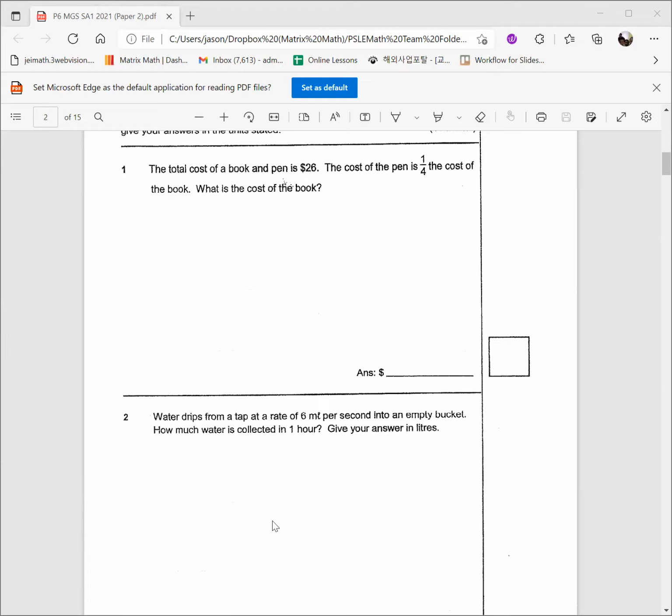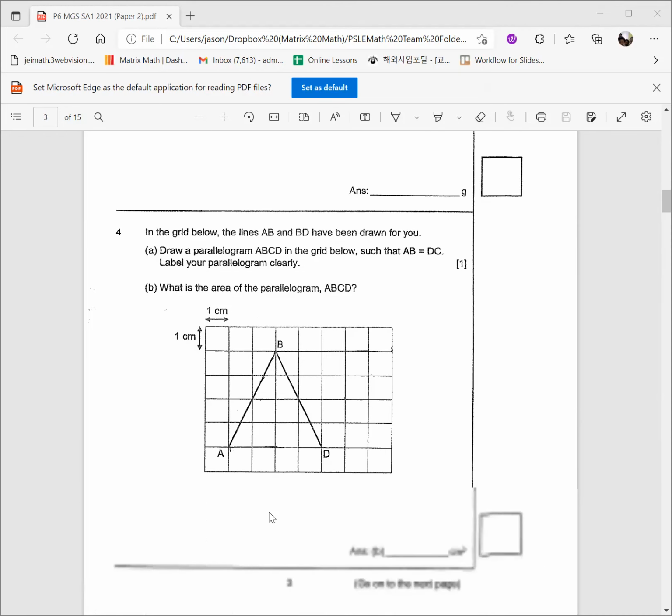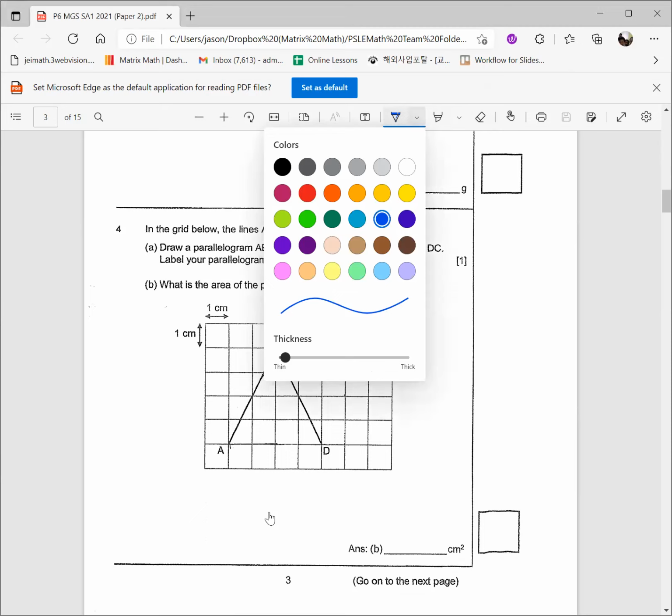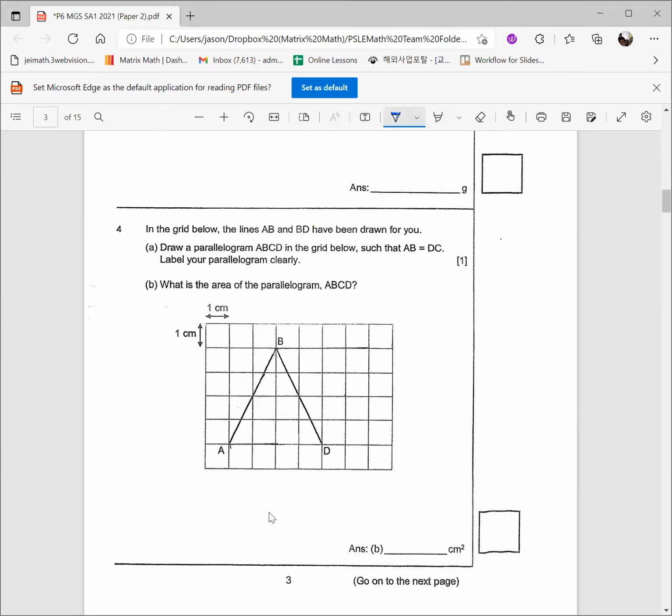No problem. Okay, so Eldrick, you wanted question 4, right? Okay, question 4. Let me go through question 4. Let's get a pen out. So the question is, in the grid below, line AB and BD have been drawn for you. Draw a parallelogram in the grid such that AB is equal to DC, and you need to be a parallelogram.